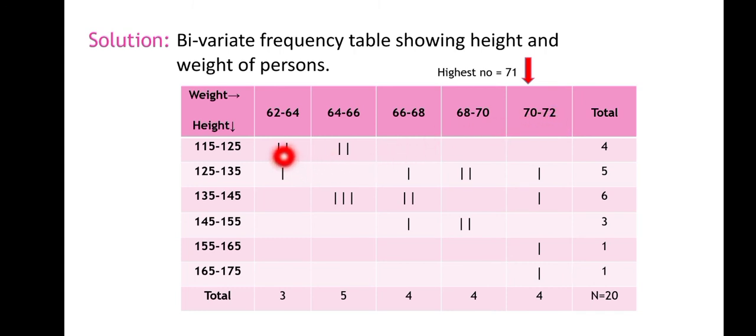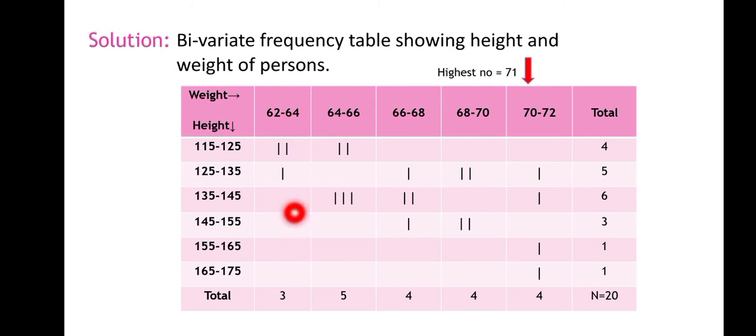After this, go on putting the tally marks. Then in the first column, after putting the tally marks, write down all the frequencies. In the first row, we have 4 frequencies. And in the second row, there are 5 tally marks, so write down the frequency as 5. In the same way, go on writing all the frequencies.